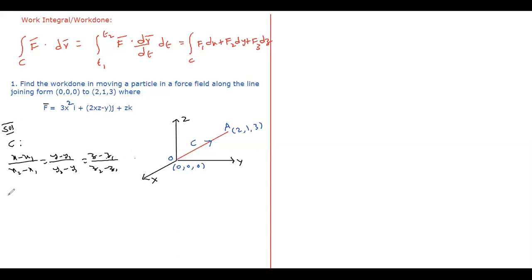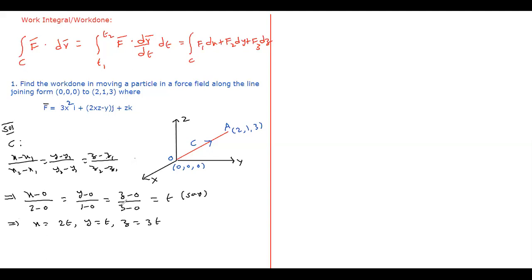Okay, so in this case this is going to be (x minus 0) by (x2 minus x1, which is 2 minus 0) equal to (y minus 0) by (y2 minus y1, which is 1 minus 0) equal to (z minus 0) by (z2 minus z1, which is 3 minus 0). Let us say t. Okay, for the time being call it c. Then what will be x? x equal to 2t, y equal to t, and z equal to 3t. Is it okay?